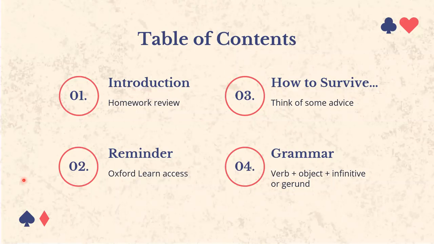And continuing with the calendar, how to survive is the topic, and we're going to think of some advice. I'm going to give you more details on it. And then we have grammar: how we can use verb plus object plus infinitive or gerund. Remember, the infinitive is when we use to plus the verb in its base form, and the gerund is the one ending in ing. Okay, this is basically what we're going to cover in today's class.